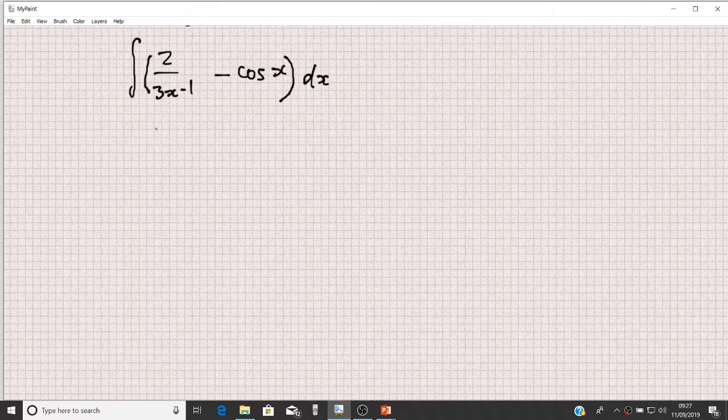So the integral of that will give me 2 over 3, and ln of the positive value 3x minus 1. Now cosine integrated goes to positive sine, so when we do minus cosine, it goes minus sine x plus c. So that's the final example for this video.